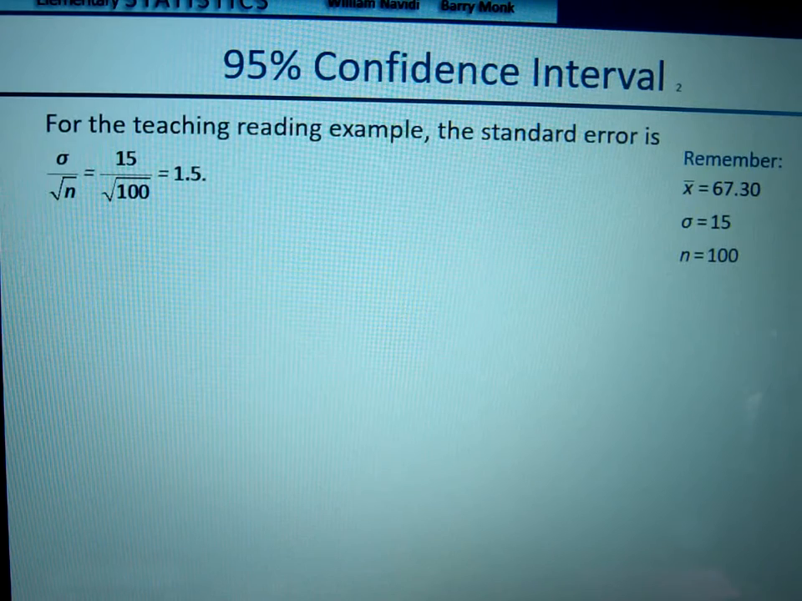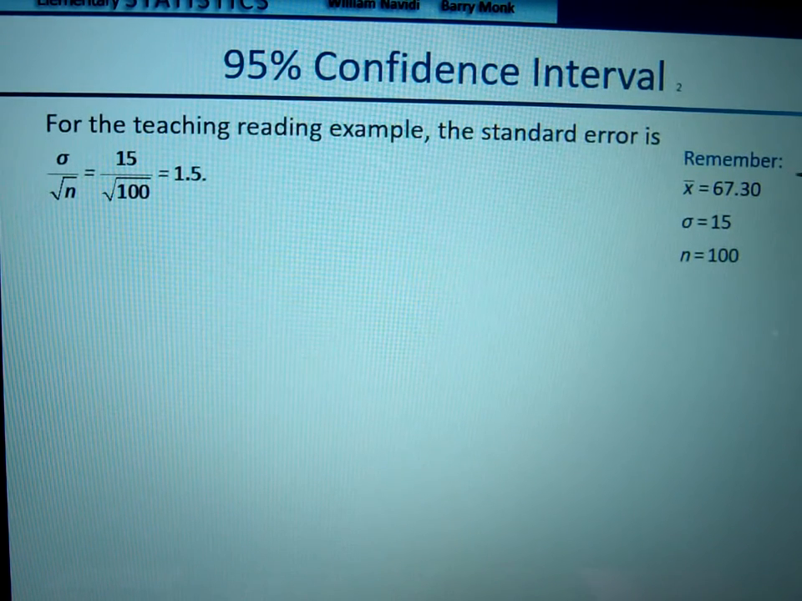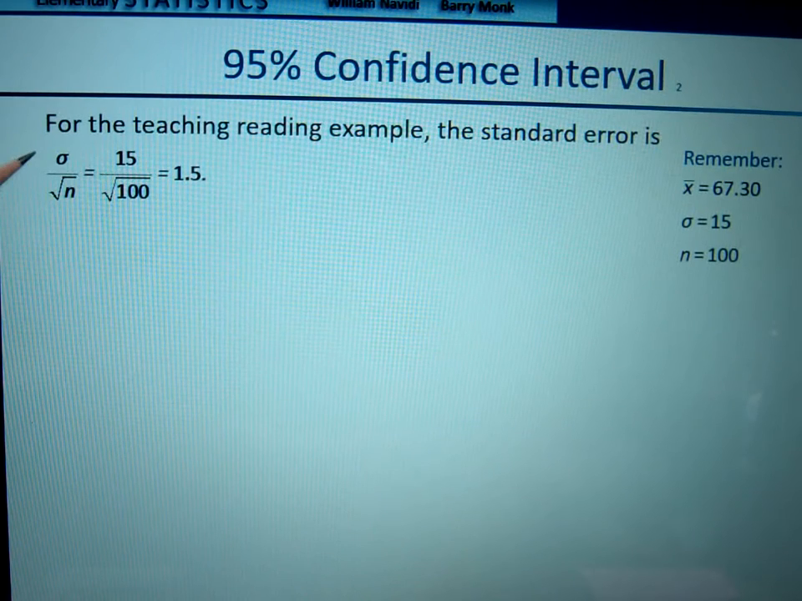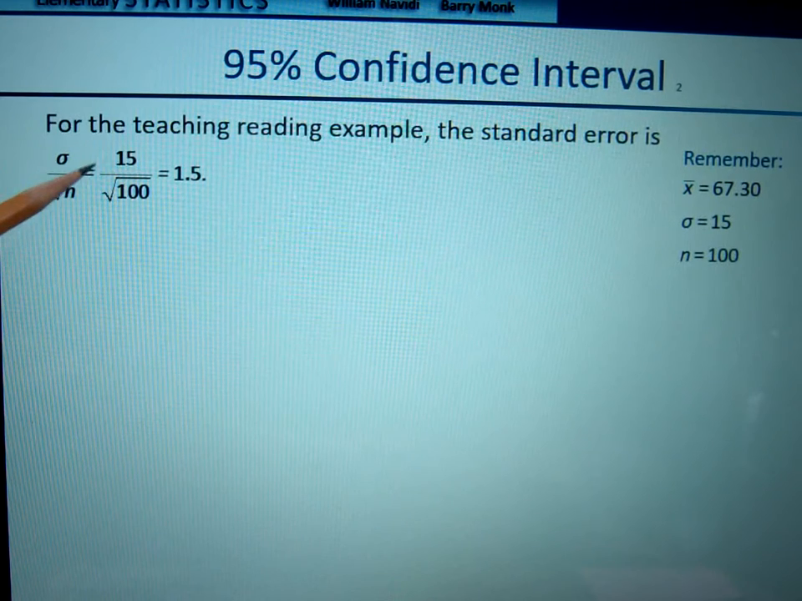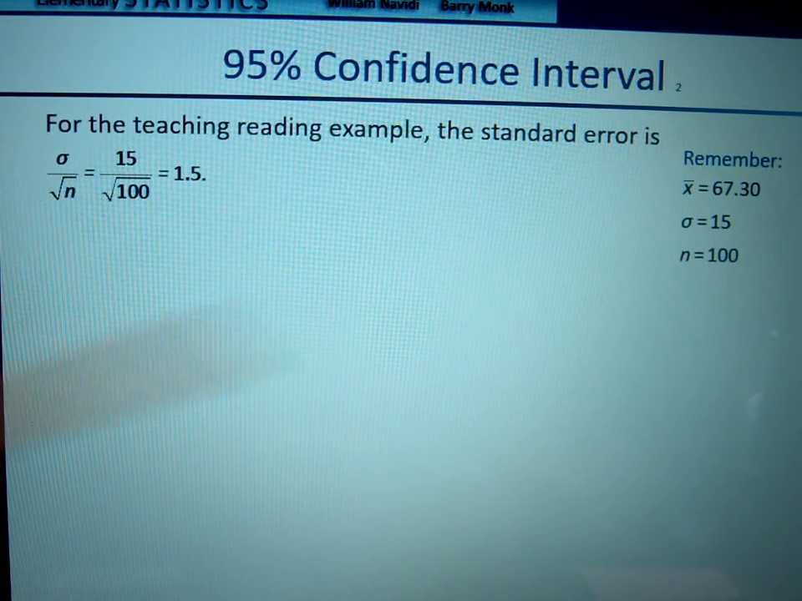So for the teaching reading example, the standard error is, okay, we know that the mean is 67.3, the standard deviation is 15, n is 100. So if we use the formula, the standard deviation divided by the square root of n, that would be 15 over the square root of 100, and we get 1.5.